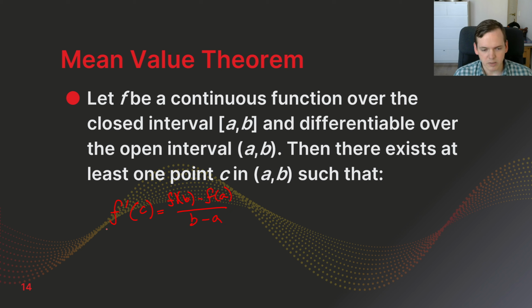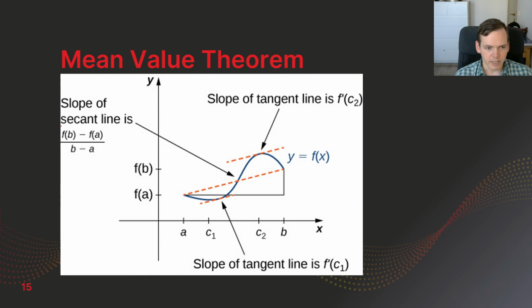In other words, there's at least one point on the interval where the derivative is equal to the average slope, or the average rate of change, because that's what this defines. f(b) minus f(a) over b minus a just defines the average rate of change between those 2 points. So let's take a look at it. The mean value theorem, here's a depiction.